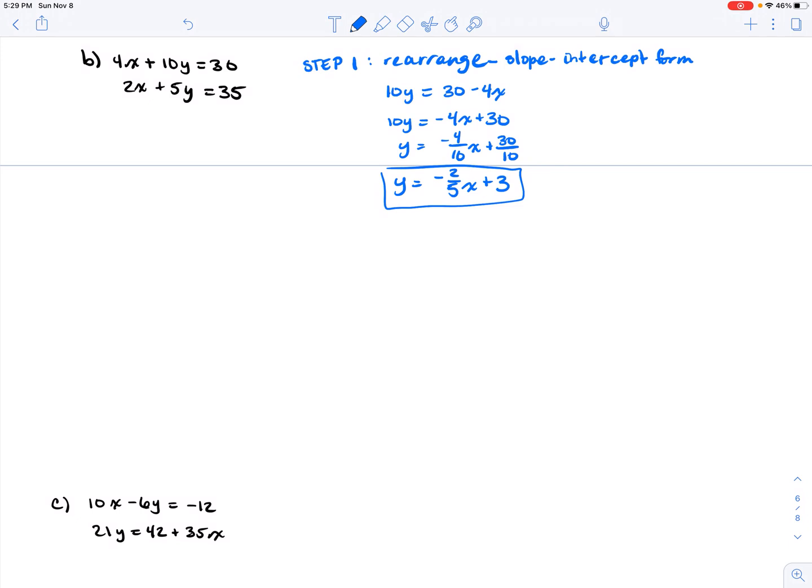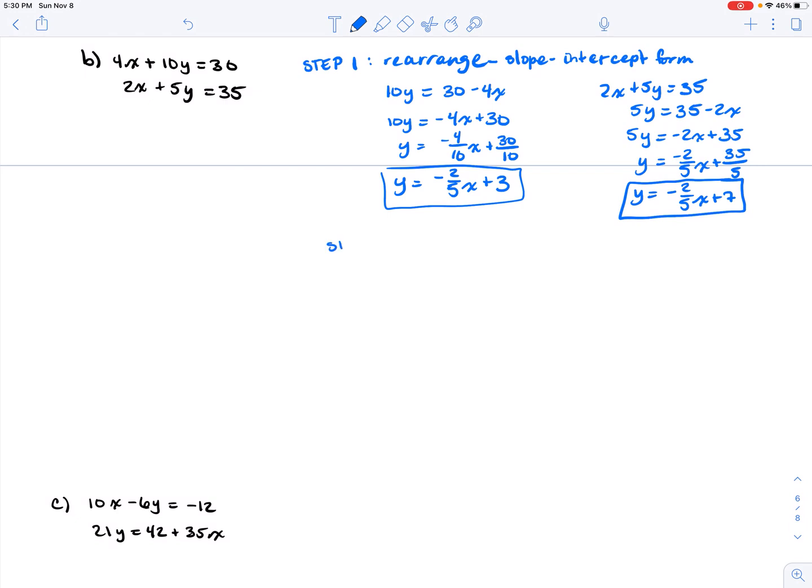And then let's look at my second one. I have 2x plus 5y equals 35. So I have 5y equals 35 minus 2x. Let's just rewrite that as 5y equals minus 2x plus 35. Y equals minus 2/5 x plus 35 over 5. And y equals minus 2/5 x plus 7.